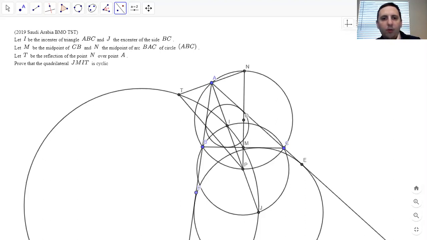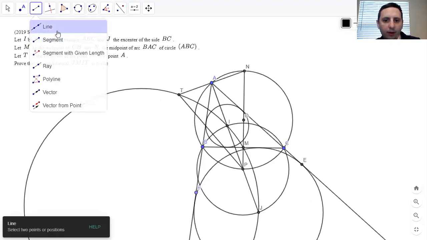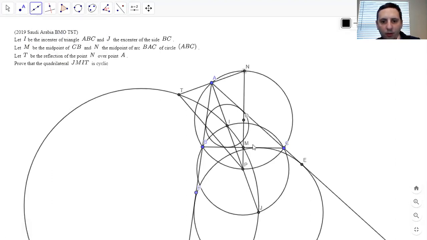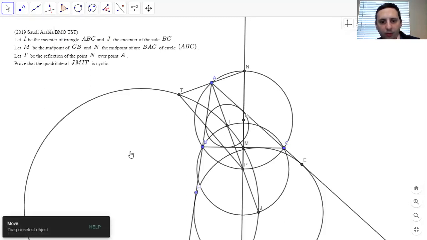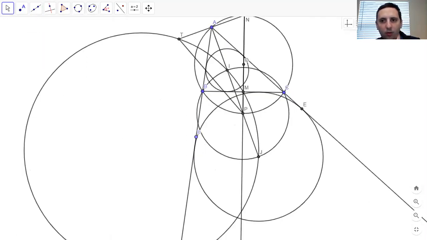Can I use power of a point? Maybe I could extend this and then extend that and use power of a point. What happens when I do that? So if I draw this, does it pass through the intersection of these two circles? No.